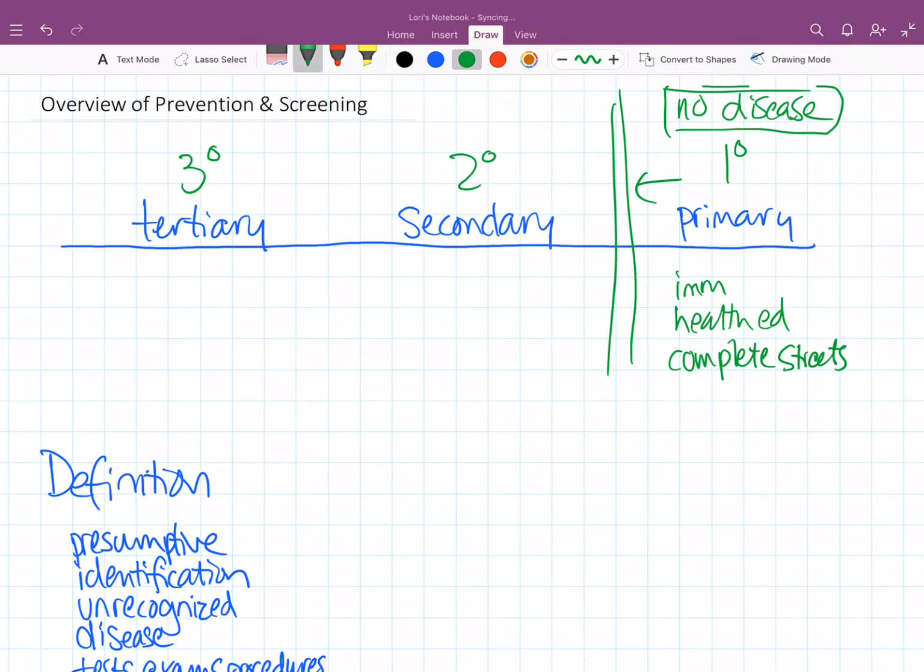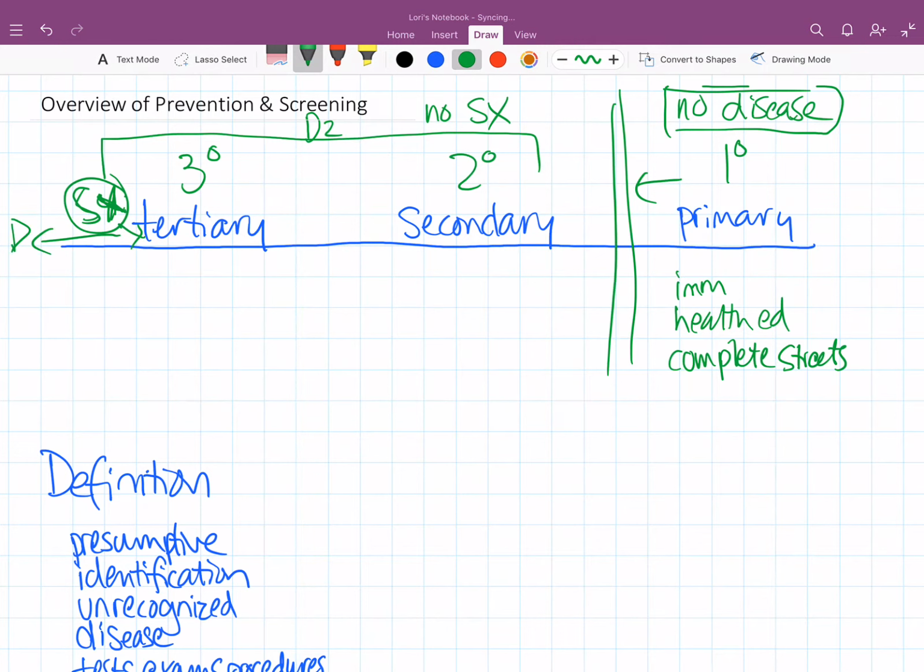Secondary and tertiary prevention then both are in the situation where people have disease. I'll put DZ here. However, in secondary prevention, they do not have symptoms, so no symptoms. In tertiary disease, these people do have symptoms. SX. So these people are symptomatic, and so you're preventing them from continuing to move in this direction, which death is over here somewhere.